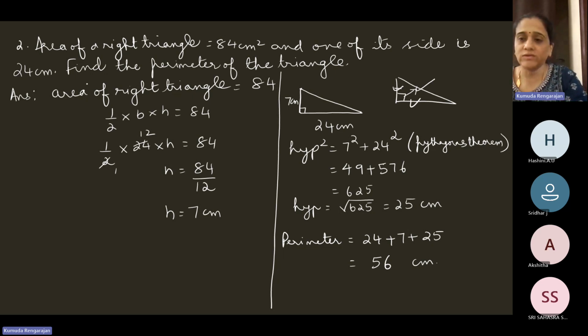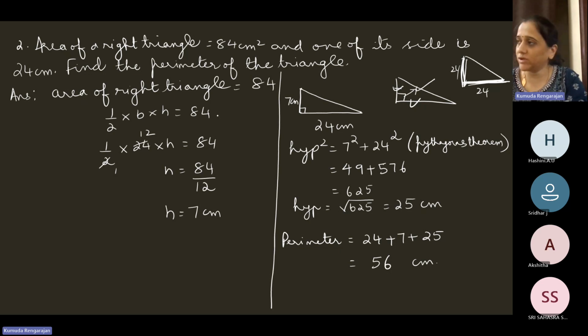One of its sides is 24 centimeters. So it is either this side or this side. It's not the hypotenuse, so you can take it as a base or as a height. 24 can be taken as the base or as the height, anything. So area is equal to 84.